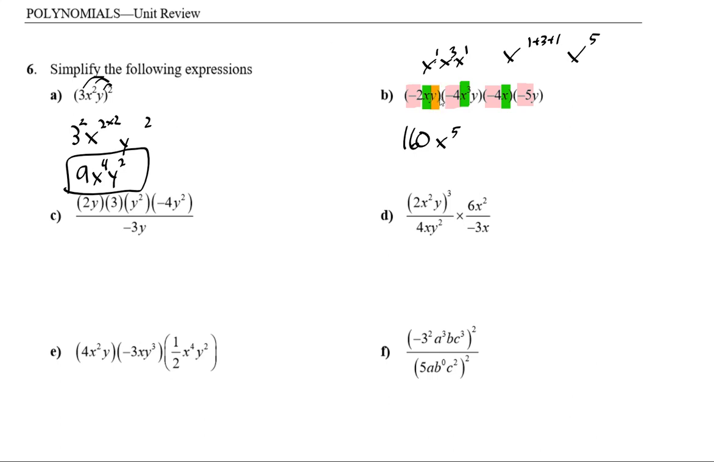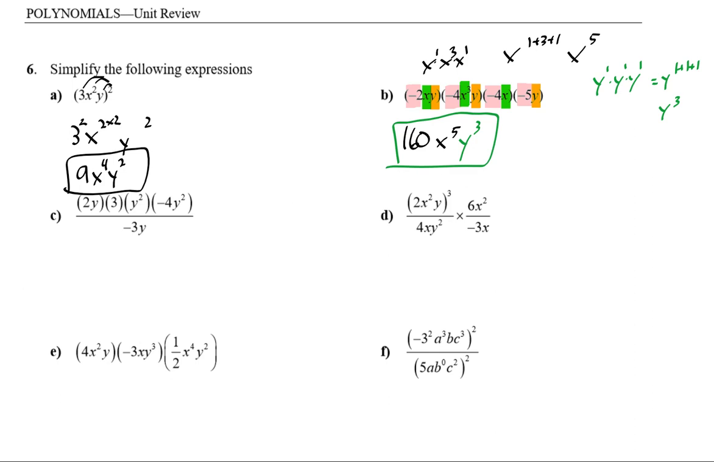For our y's, we have a y, and another y. That's like y times y times y, which is y to the 1, 1, 1, which is y to the 1 plus 1 plus 1, which is y cubed. So we get 160 x to the 5th y cubed when we simplify this one out.